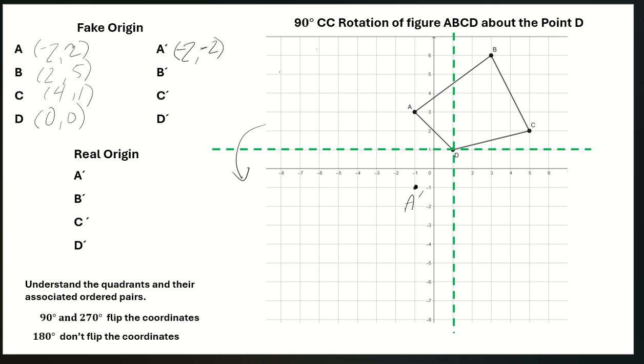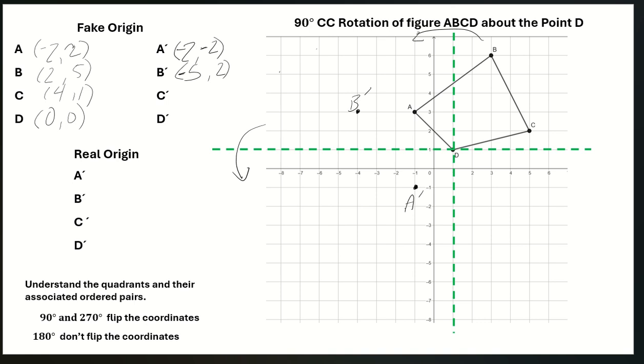Here's the great part. I'm not going to have to move these points anymore. Now B prime. I'm starting at B, which is in quadrant 1. 90 degrees counterclockwise is quadrant 2. So I'm going to flip my coordinates first. Remember, for 90, I always flip those coordinates and make it fit. So that's going to be negative 5 and 2. Starting at the fake origin, negative 5: 1, 2, 3, 4, 5, up 2: 1, 2. Boom, B prime.